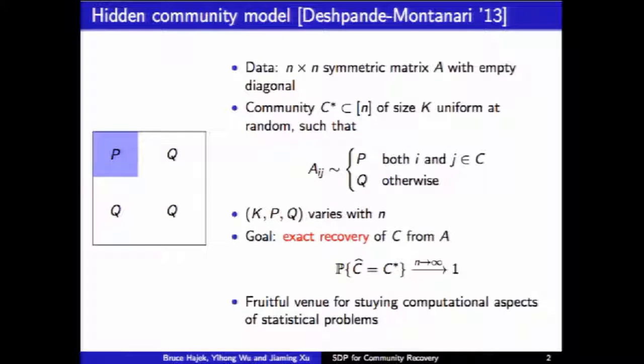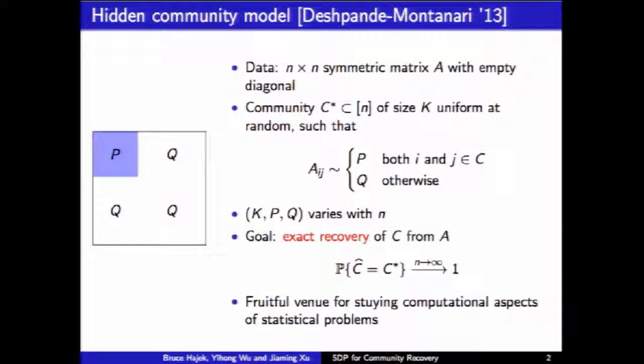So what you observe is a matrix here, an n by n symmetric matrix, and that's your data. And the community C star is a set of cardinality k, chosen uniformly at random, and the community structure is manifested in the distribution of the entries of the matrix. If two indices belong to the same set C star, then they are distributed according to P, otherwise Q.